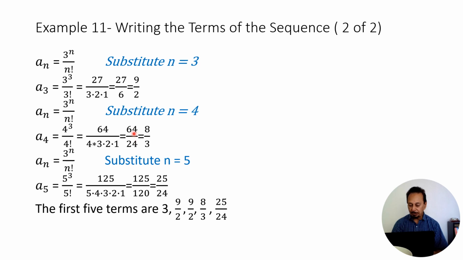Looks like you can divide by 8, it will be 8 thirds. To get the fifth term, you put n equal to 5. So it becomes a5, 5 to the third over 5 factorial. 5 to the third is 125. 5 factorial is 5 times 4 times 3 times 2 times 1, which is 120. So 125 over 120, we can divide by 5, which gives you 25 over 24. So the first 5 terms are 3, 9 over 2, 9 over 2, 8 over 3, 25 over 4.